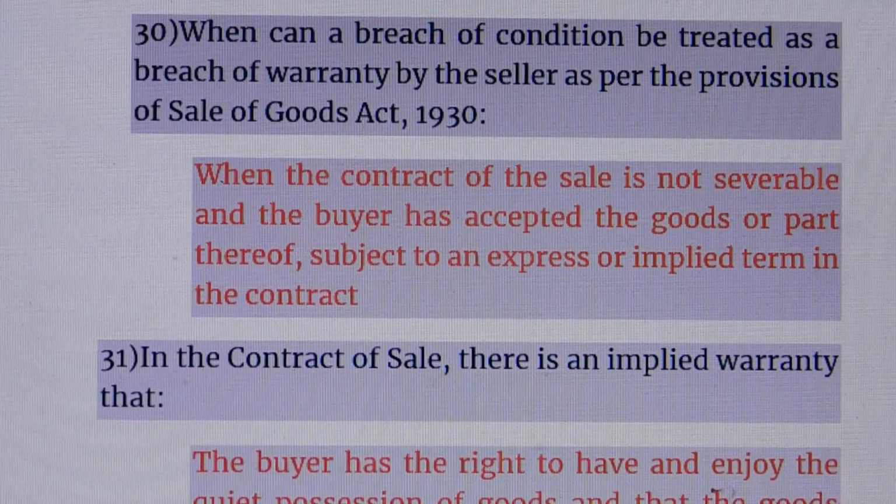Question number 30. When can a breach of conditions be treated as a breach of warranty by the seller as per the provisions of Sale of Goods Act? Answer is when the contract of the sale is not severable and the buyer has accepted the goods or part thereof subject to an express or implied term in the contract.